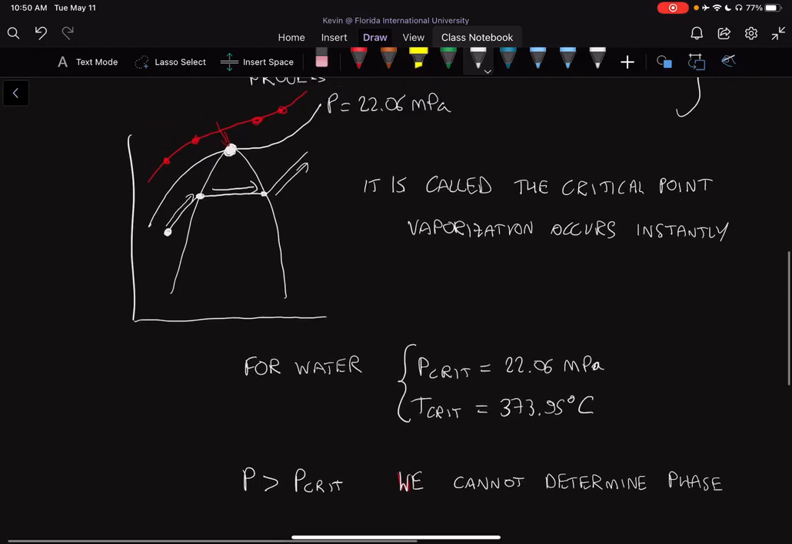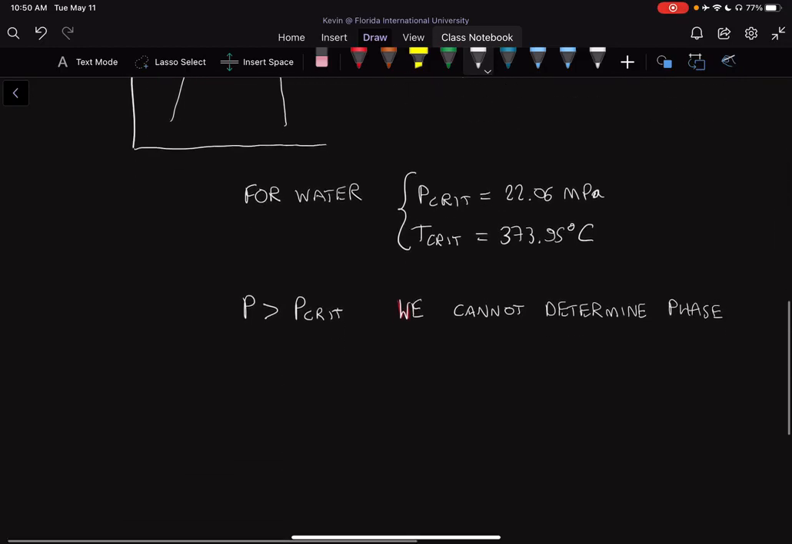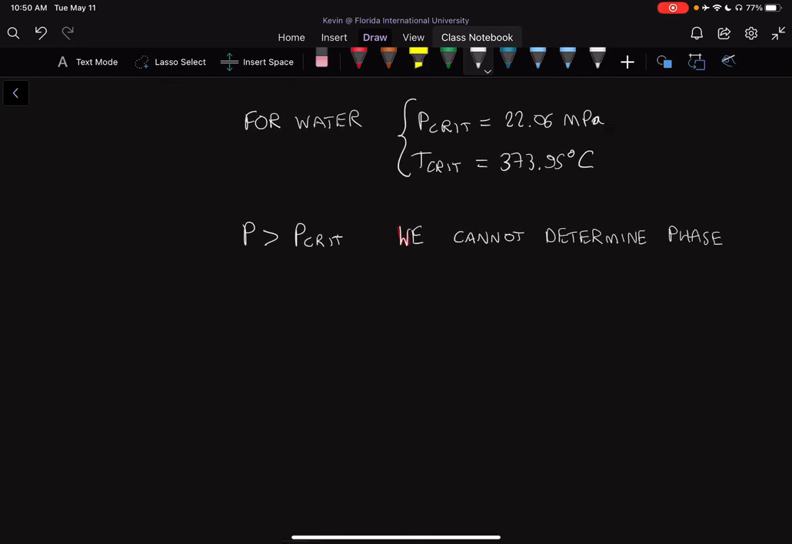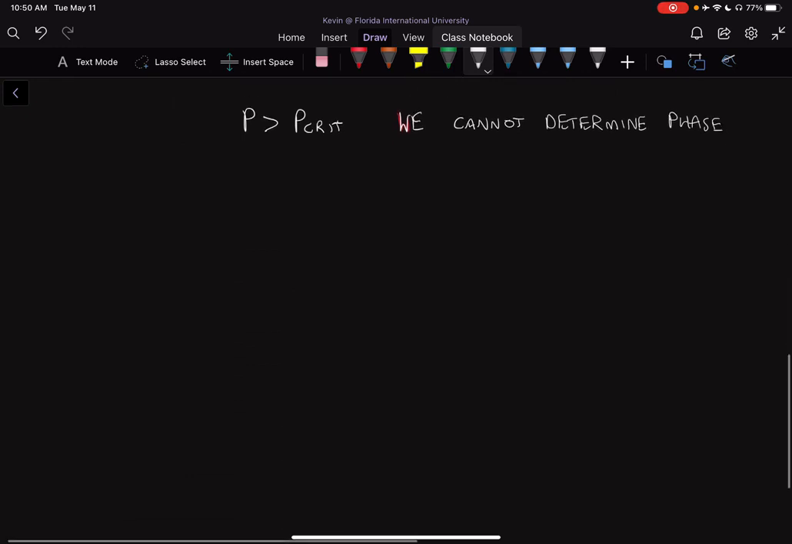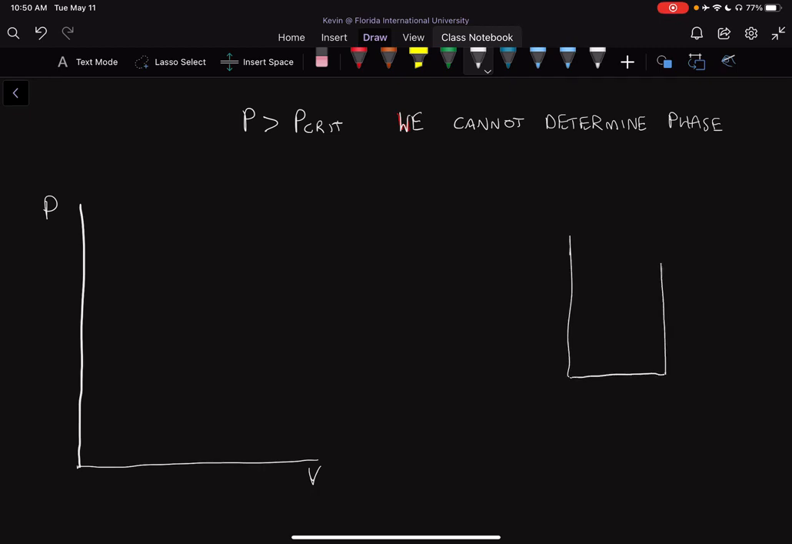Now, this concludes our discussion of TV diagrams. The next diagram I want to look at is a PV diagram. Instead of a TV diagram, what if we had a PV diagram? A PV diagram is just pressure versus volume, and we're interested in using it for studying the variation of properties by looking at a different type of experiment.